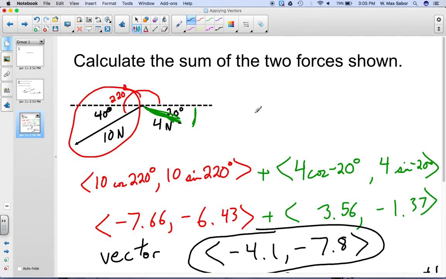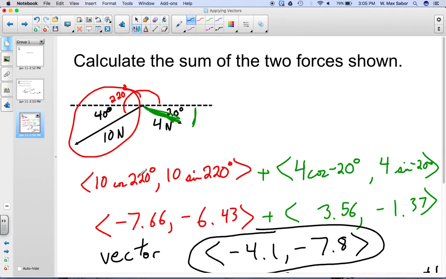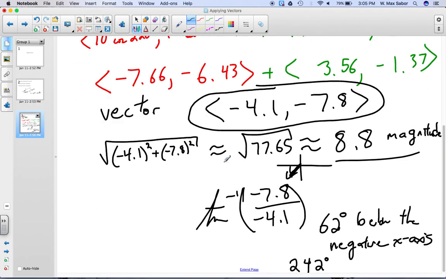So that is how we can calculate the sum of two forces. Depending on what the answers are looking for, you can either write it as a vector by breaking it down into the components, and if you're looking for magnitude, you can combine those using Pythagorean theorem.